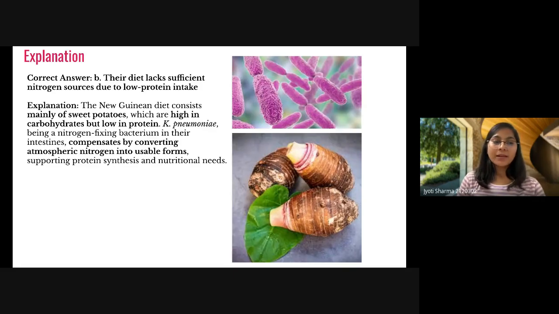So just keep in mind, in tropical countries, there is an ample amount of carbohydrate source, but they do not have a protein source, and that's why they do not have sufficient nitrogen in the body. But in their body they have the bacteria, and that is Klebsiella pneumoniae. That bacteria can fix nitrogen from the atmosphere into their body, and that can help them to synthesize the protein in their body. So that's why B is the right answer.